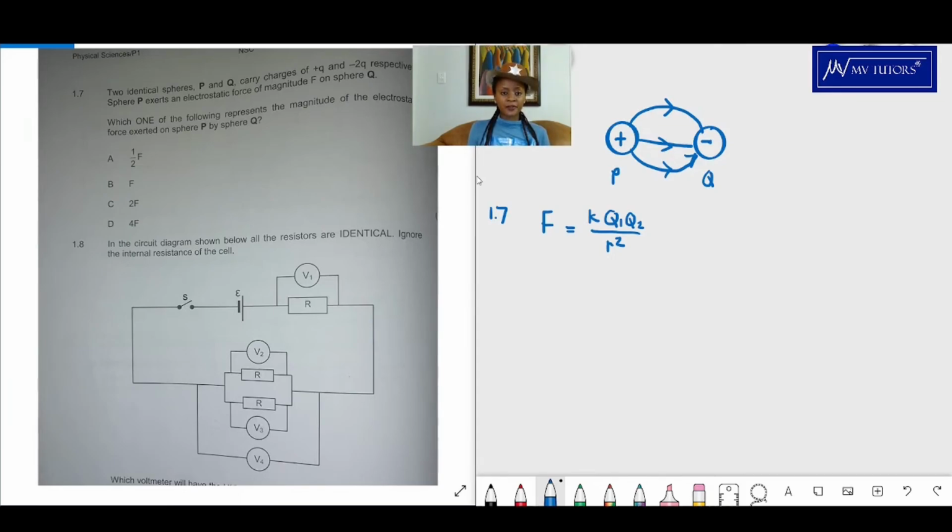So if you want the force on P by Q, you then substitute. For P I have Q, and for Q I have 2Q, and then there's the same distance. Now if I wanted the force on Q due to P, same thing. I would have K, and then 2Q, and Q, and R squared. So basically they're applying the same force to one another. The other won't be half or twice or even 4 times that. If the distance between them started changing, then things would be different. So in this case, our answer would be B. Okay, so 1.7 is B.